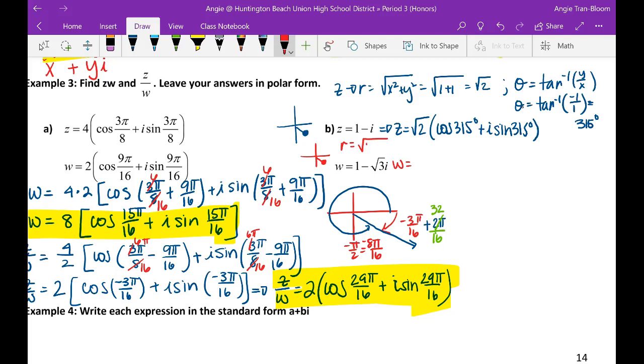X is 1, so 1 squared is 1. Y is negative radical 3. Negative radical 3 squared is 3. So this is going to give me the square root of 4. The square root of 4 is 2. So the radius for W is 2.